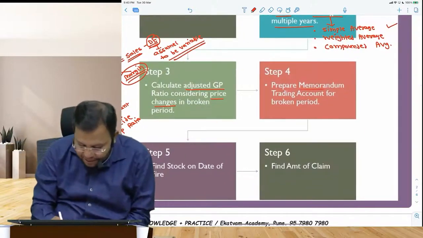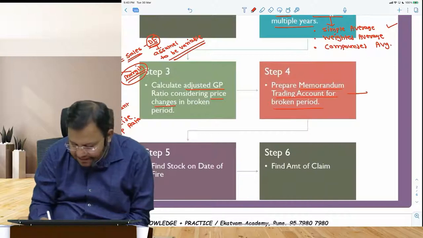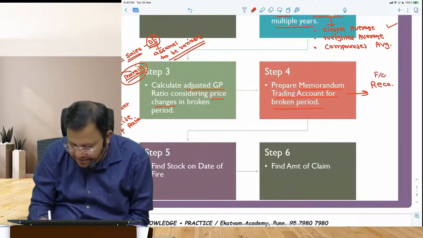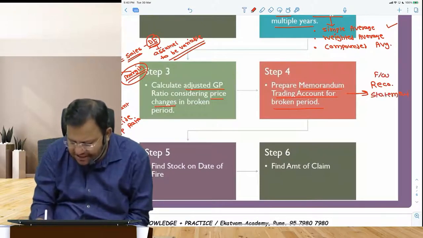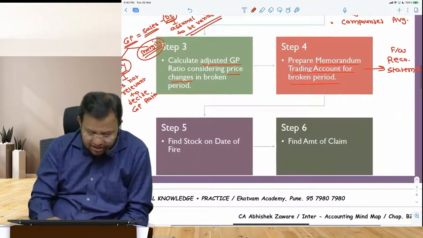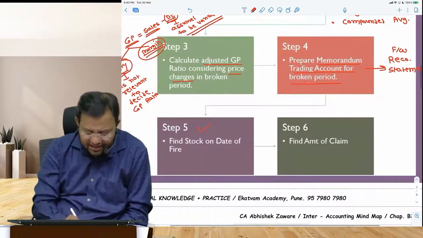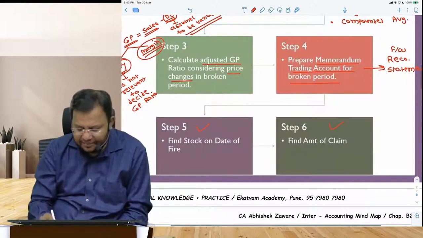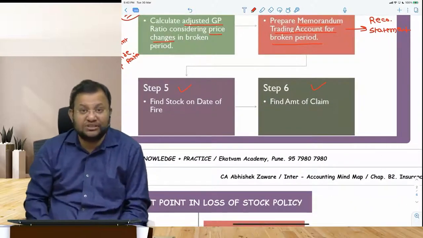Then we prepare a memorandum trading account for that broken period, which is nothing but a reconciliation statement. So it is nothing but a forward reconciliation statement. The objective is to just identify your profit or your closing stock. Once we get the stock on the date of fire, we can find the amount of claim. The amount of claim is found out by using the average clause.